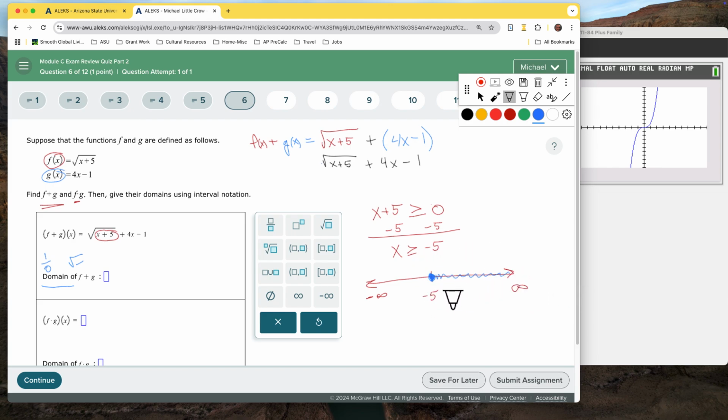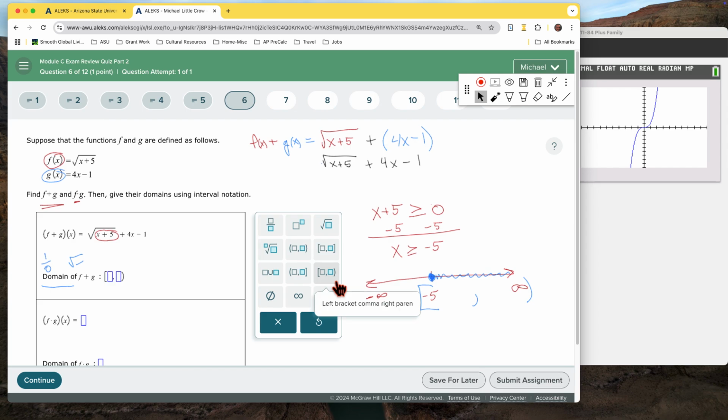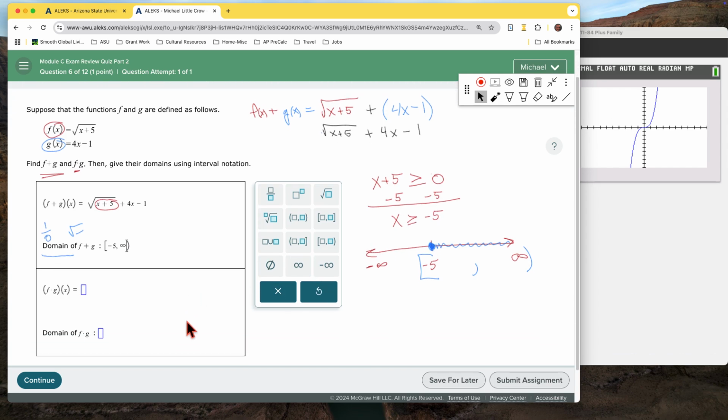So that tells us our interval is going from negative 5, including negative 5, so that tells us it's a bracket, all the way to infinity, parentheses, and we put a comma there. See, by lining it up, we will always get this interval correct. So bracket and a parentheses, negative 5, and the other one is positive infinity. There we go, we got it right.